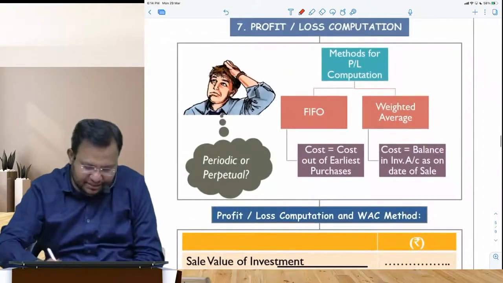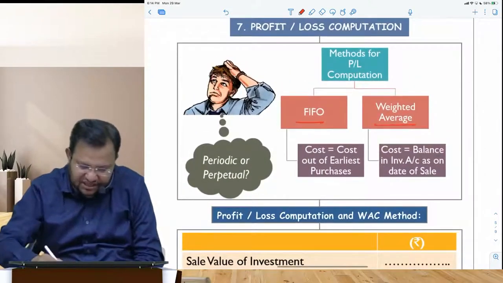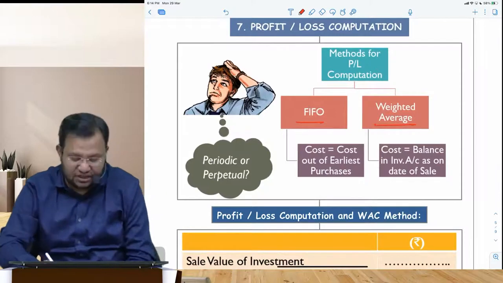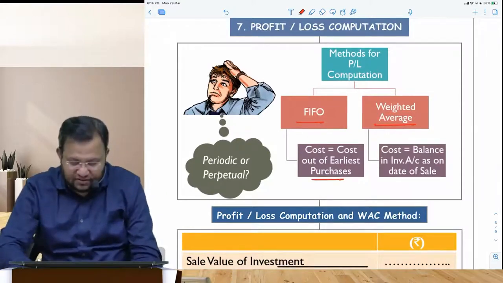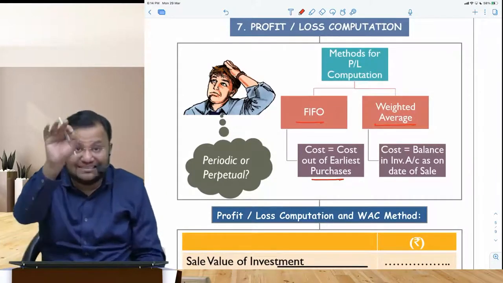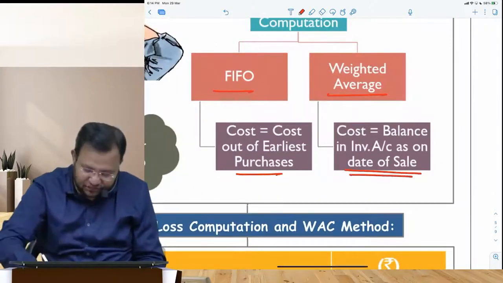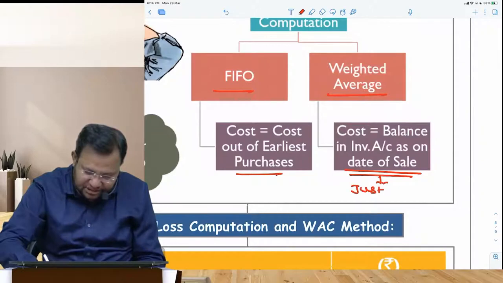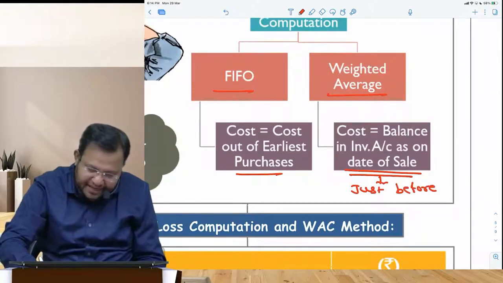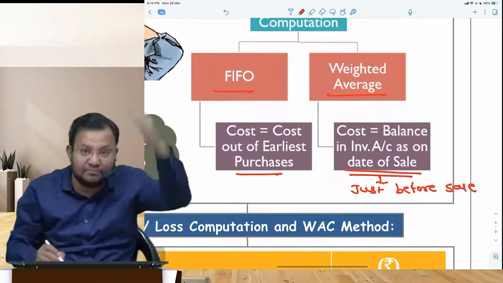Profit or loss can be computed under FIFO or weighted average. In FIFO, we assume cost is out of the earliest purchases. In weighted average, we have to find the balance in the investment account as on the date of sale, that is just before sale. So you have to work out the balance of your investment account before sale.